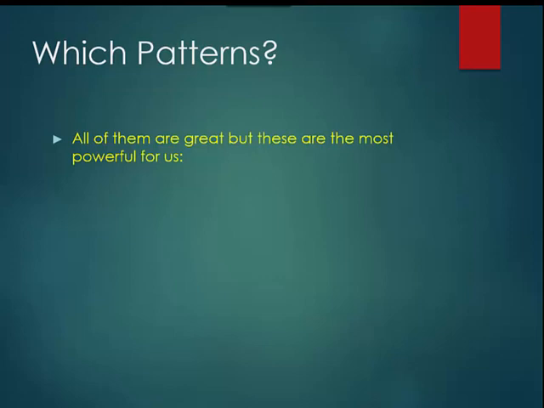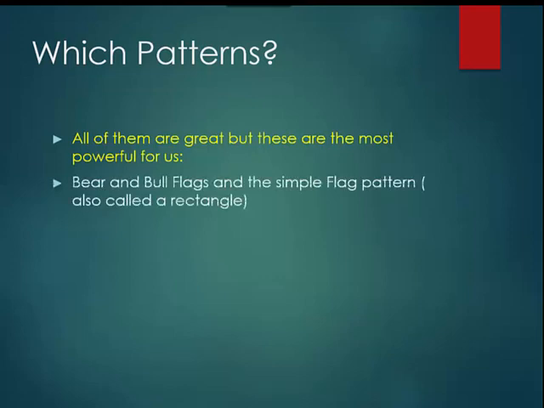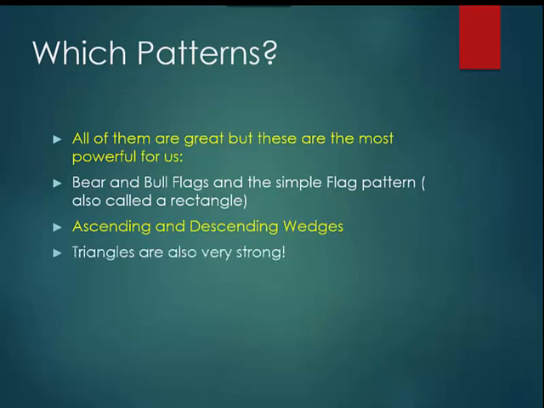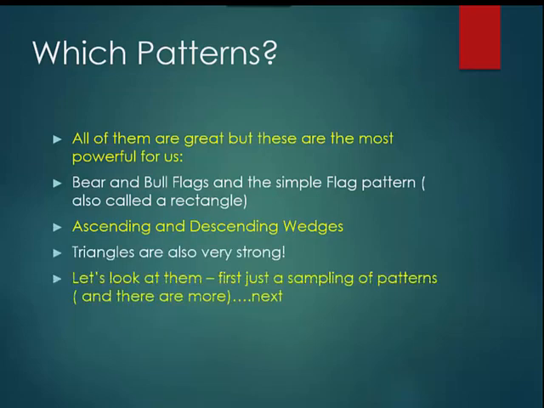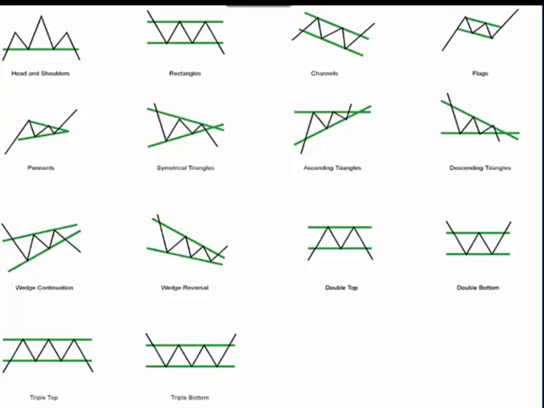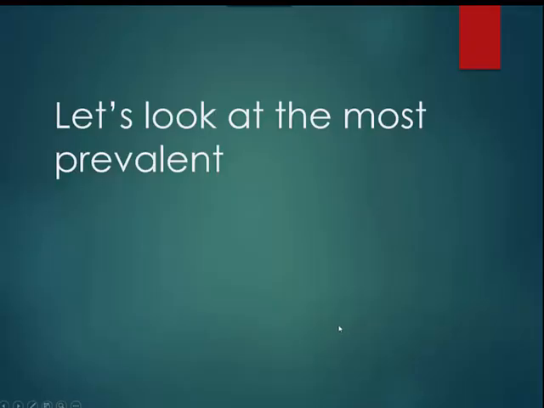So which patterns do you look for? All of them are great, but these are the most powerful for us in the Forex: bear and bull flags, and of course the simple flag pattern, which is also called a rectangle. Ascending and descending wedges, and triangles are also very strong. So let's look at them. First, just a sampling of patterns, and then of course, there are more. Here's a sampling of patterns that you need to know. There are 14 of them up here. You have to practice each and every one of these. So let's look at the most prevalent for us in the forex.